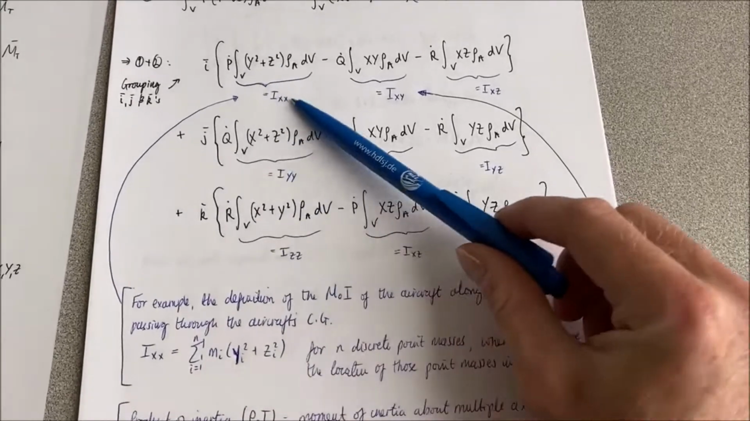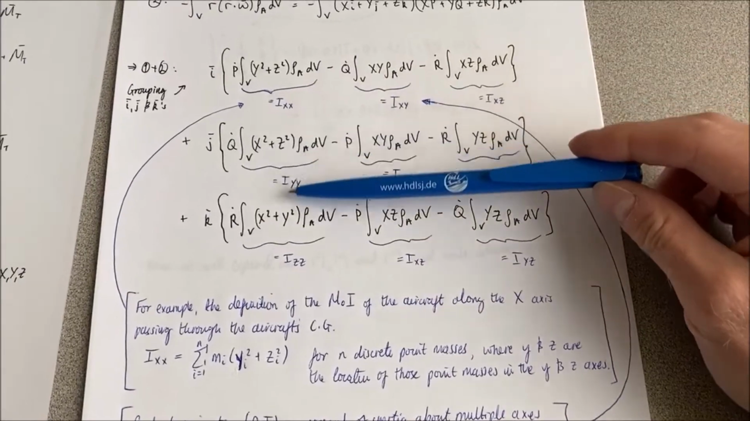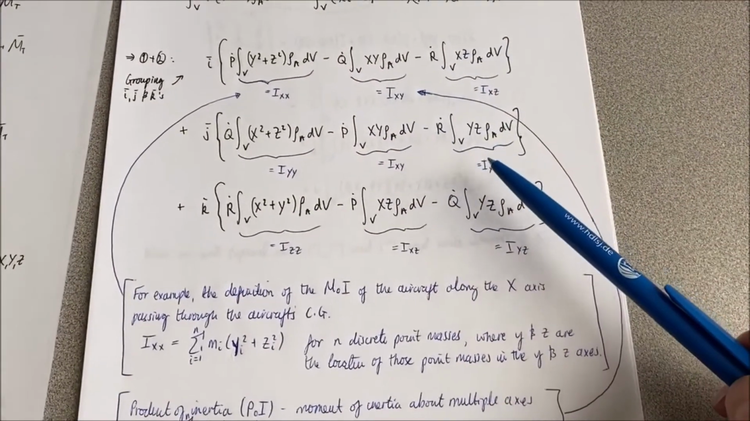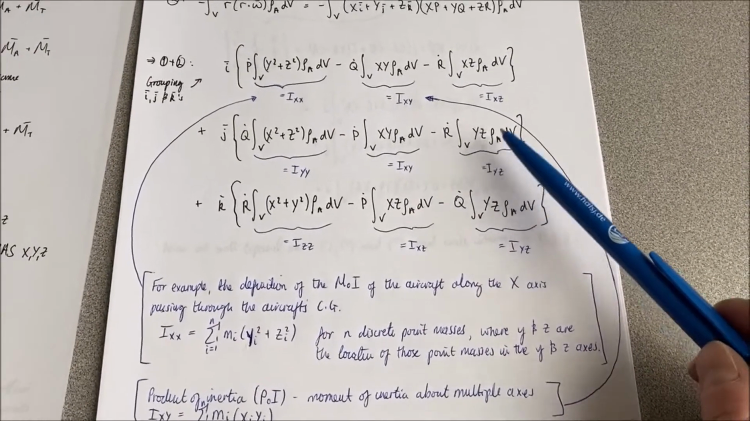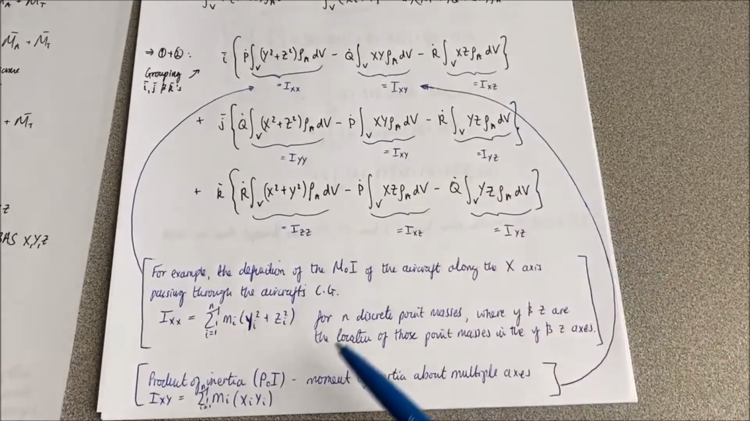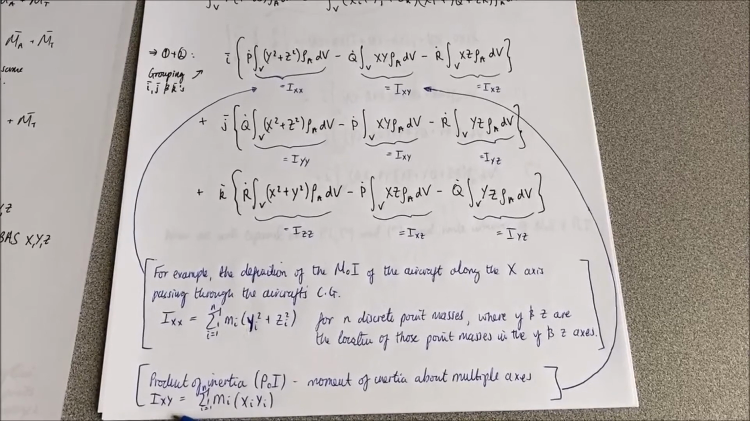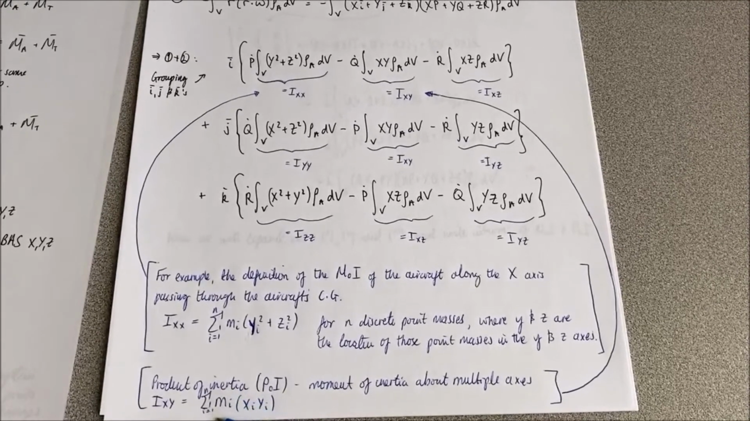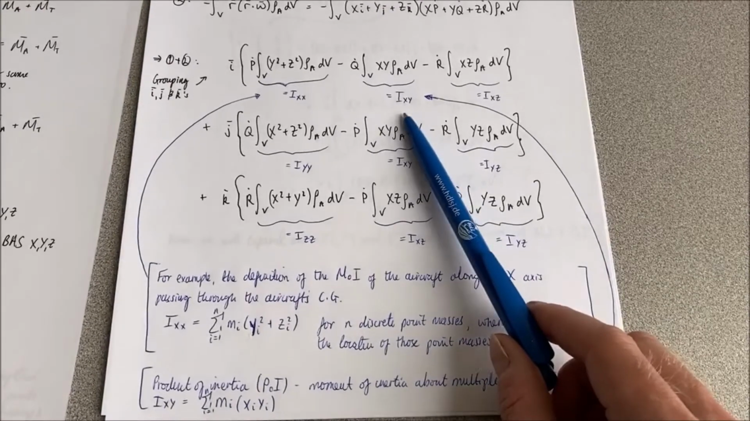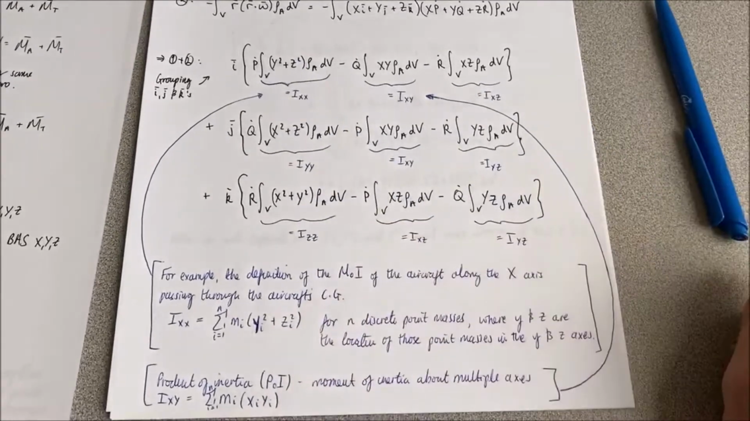So this is a moment of inertia of the aircraft along the x-axis, y-axis and z-axis, and then all of these terms are products of inertia, which are moments of inertia about multiple axes, right? So for example, the product of inertia about the x and y-axis of a discrete point mass m is just given by this equation here, which is this. So products of inertia here, moments of inertia here.